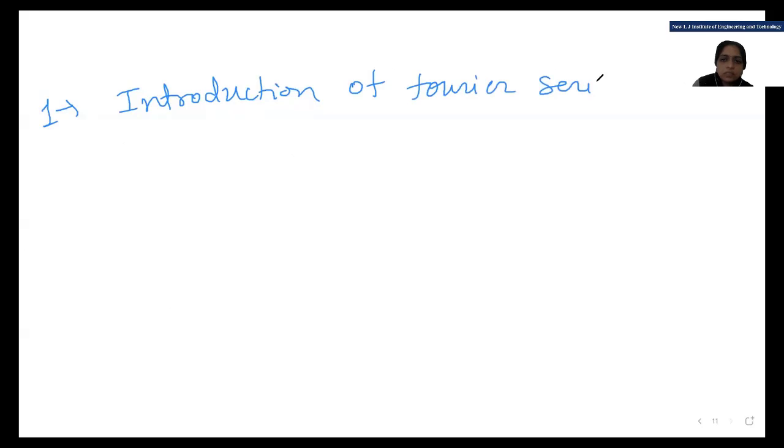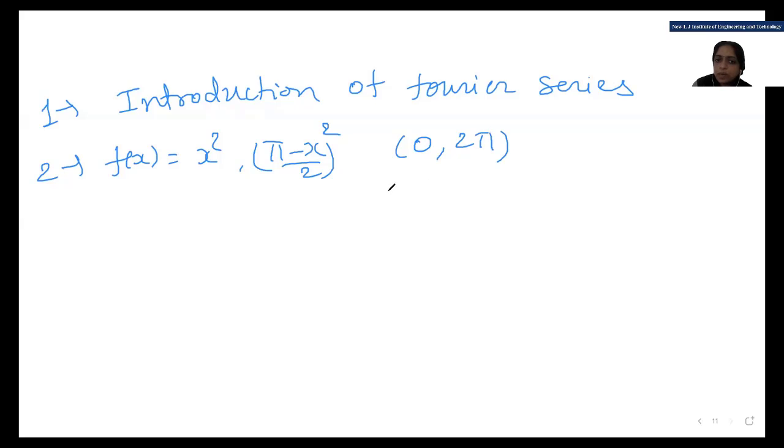So students, today we did our Fourier series. In our previous lecture, the first lecture, we did the introduction of Fourier series, right? And we took a very simple example, that is f of x is equal to x. Today, this is our second lecture for the Fourier series. In today's lecture, we did f of x is equal to x square and pi minus x by 2 whole square, right? So these are algebraic functions, and these are continuous in the interval 0 to 2 pi.